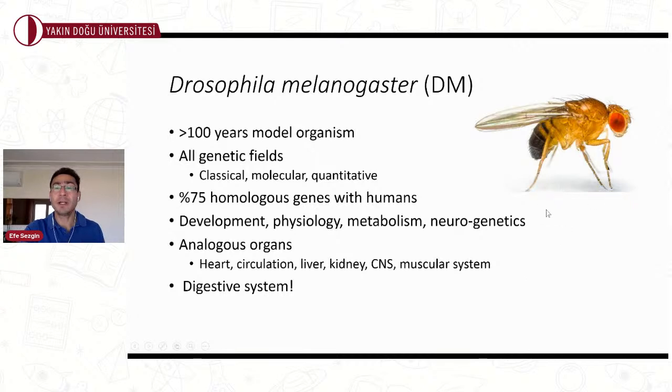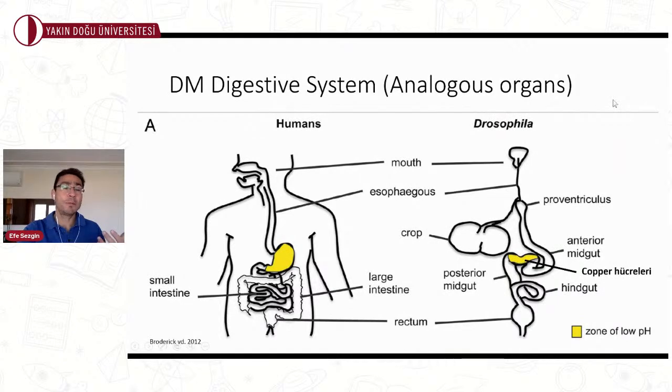This fly also has analogous organs. There's a heart, circulation, liver, kidney, the central nervous system, muscular system, okay? And more importantly for us, it has a digestive system. When you compare humans and the fruit fly, they have quite analogous organs. It starts with feeding, with the mouth, and there is a stomach where the digestion occurs, and there is the colon, like our intestines, where the continuation of the digestion and absorption of the nutrients happen, and the excretion happens at the rectum. So it's quite analogous to our own.